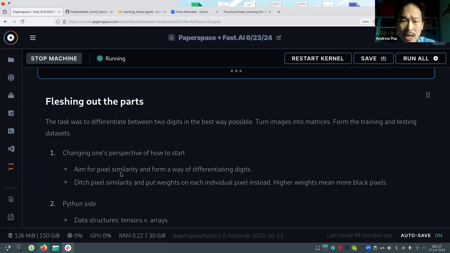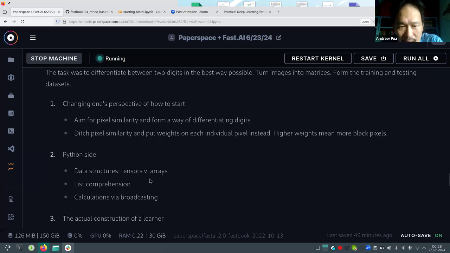The other approach, which is the neural network approach, is let's get rid of pixel similarity. Instead, what you're gonna do is think of these images as matrices, just like before, but this time attach weights to each pixel and then let the machine do the learning for you in some way. That's really a very different way of thinking about the problem of differentiating between two digits in the best way possible. And then from the Python side, you get to learn tensors versus arrays, list comprehension, calculations via broadcasting.